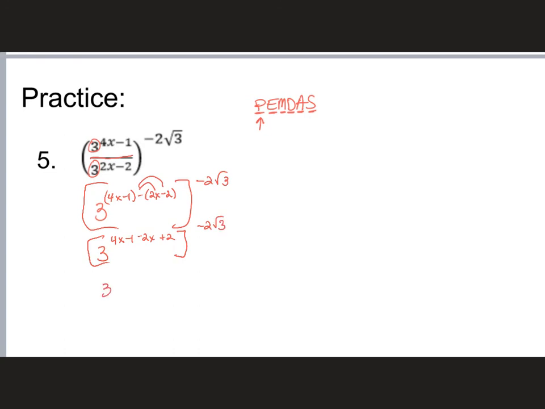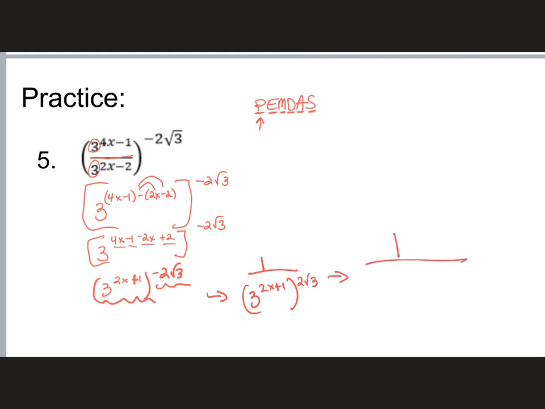Cleaning this up, we have 3 to the 4x minus 2x is 2x. Negative 1 and 2 is positive 1. And I now have to raise this to this exponent of negative 2 root 3. So at this point, I can see I have to raise this to a negative exponent. So if I want to take this base that's raised to a negative exponent, I can rewrite that negative exponent as a positive exponent by taking this whole thing as the reciprocal. So I have 1 over 3 to the 2x plus 1 raised to the 2 root 3.